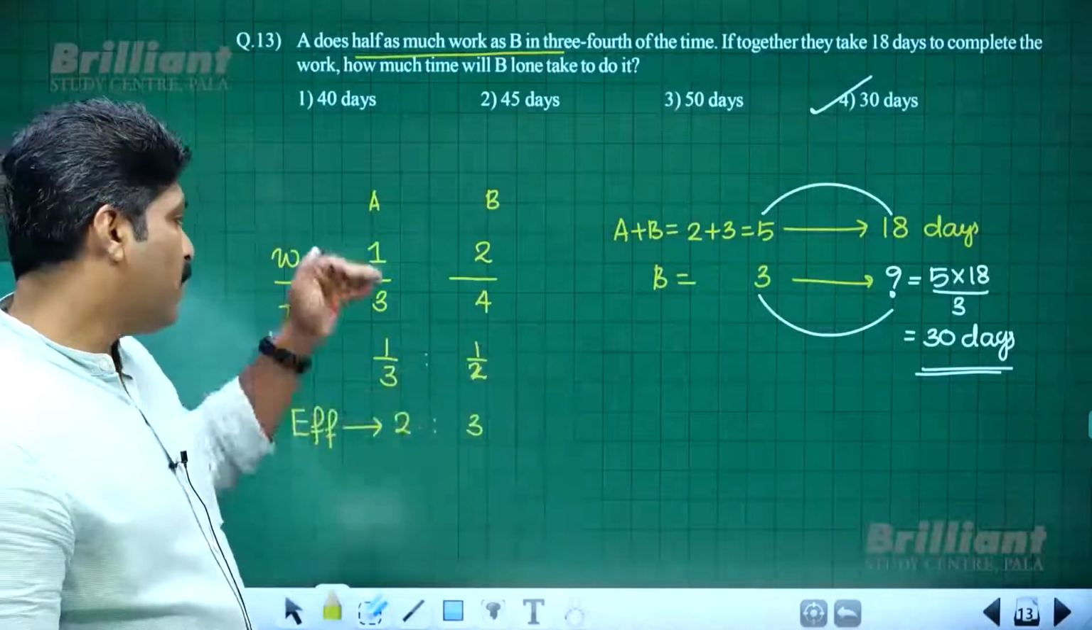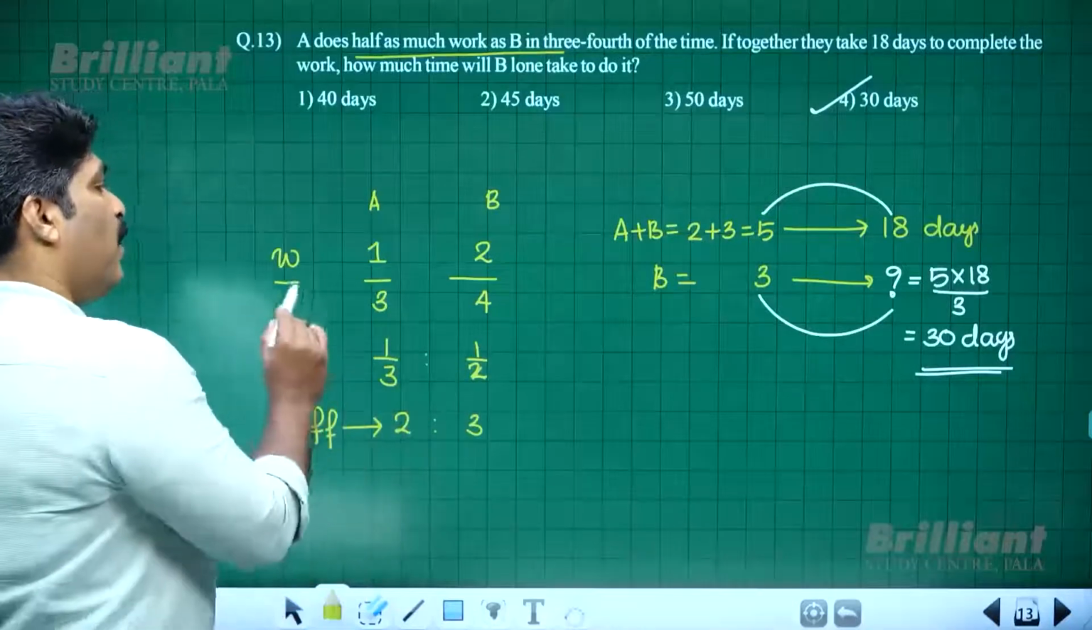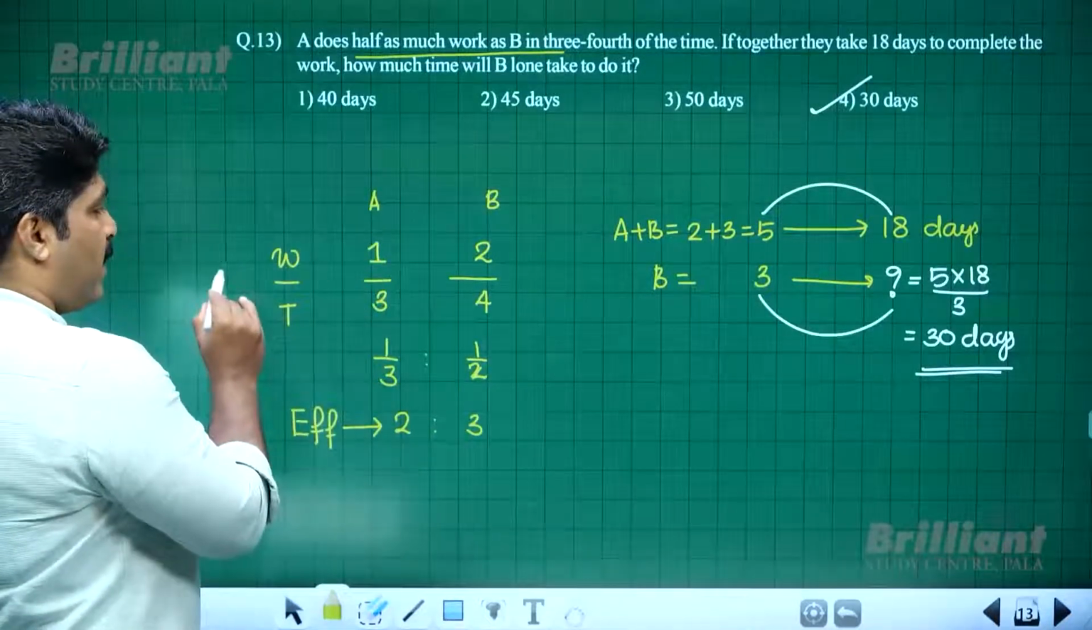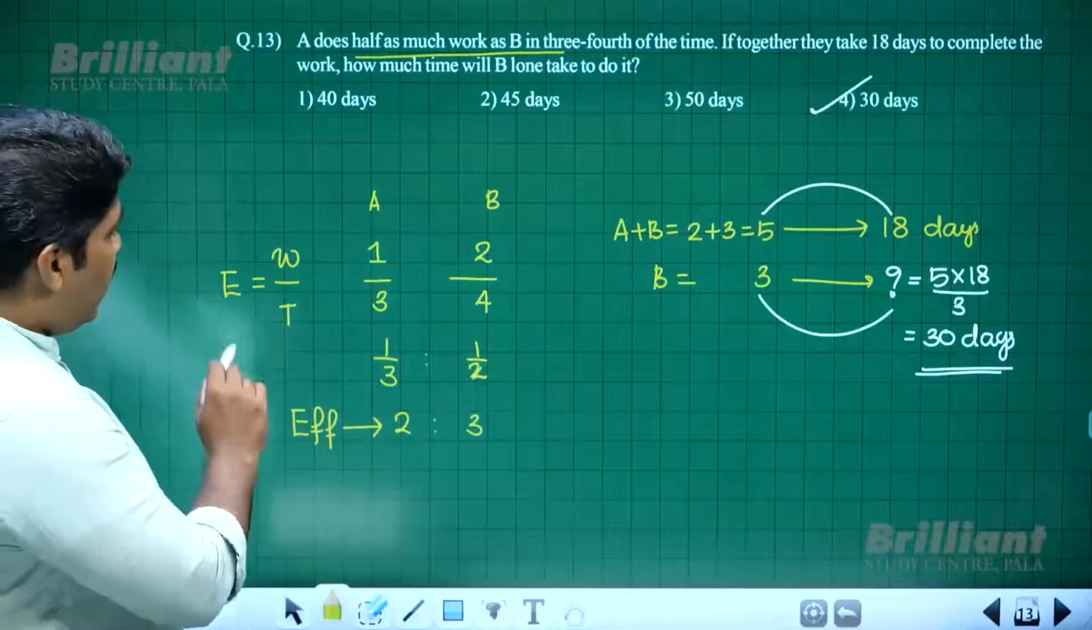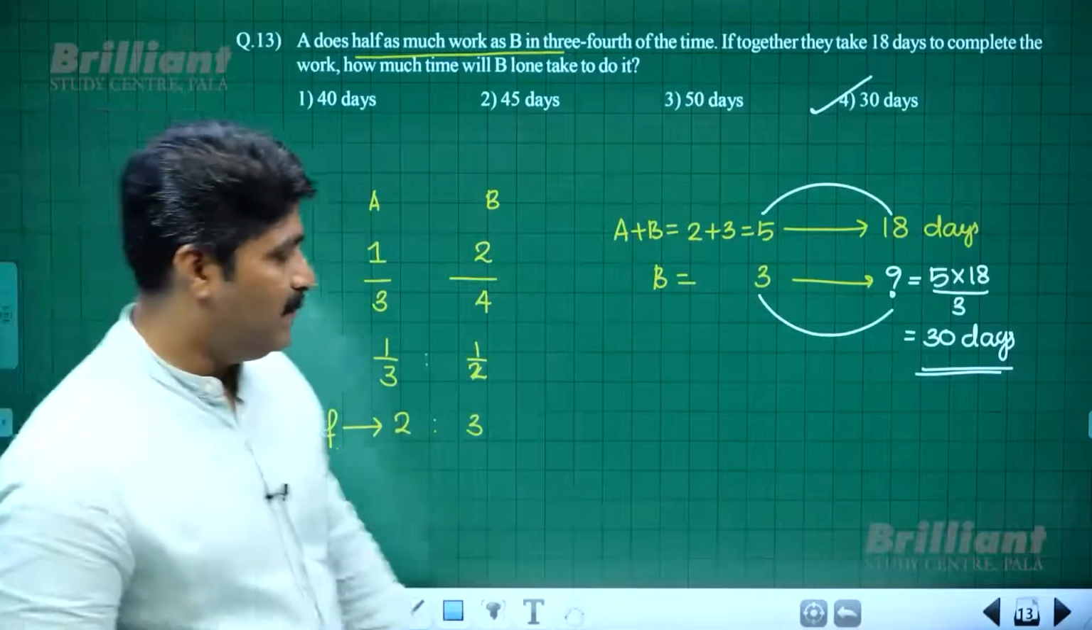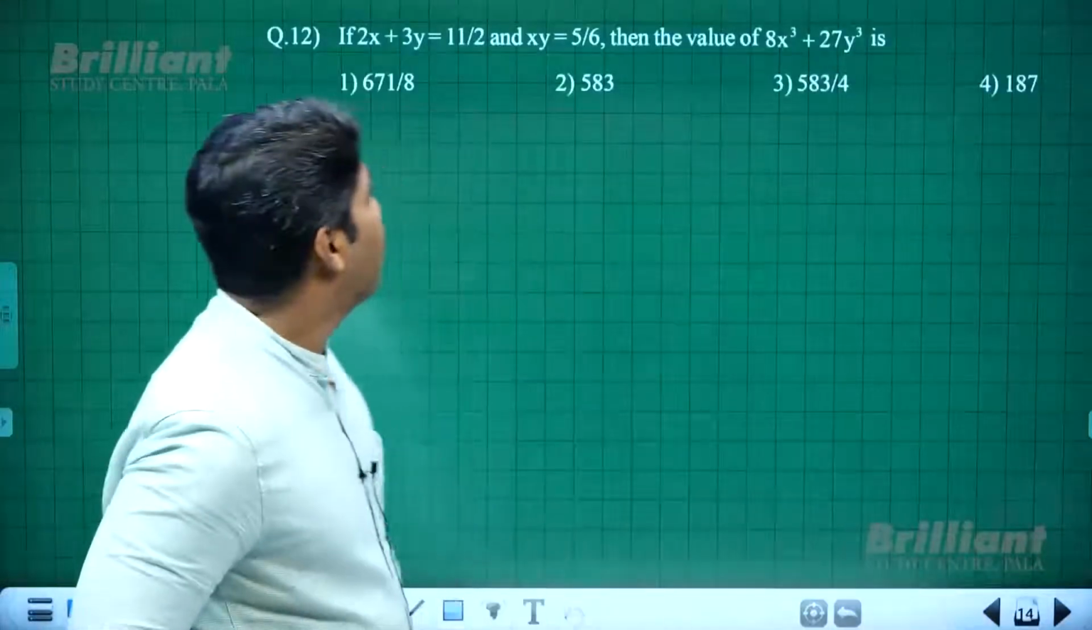First of all, how do we reach this efficiency? As we know, efficiency equals work by time. Efficiency equals work by time. Based on this idea, we are reaching the conclusion like this. Okay, then the next one.